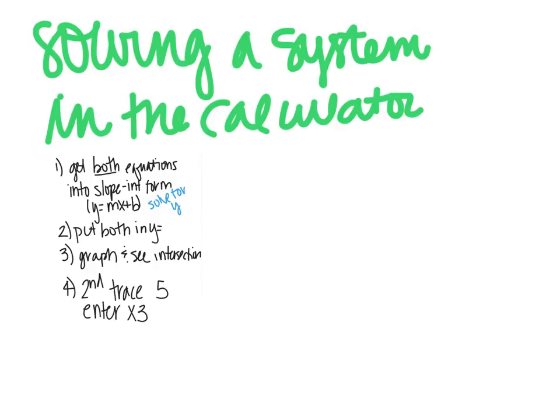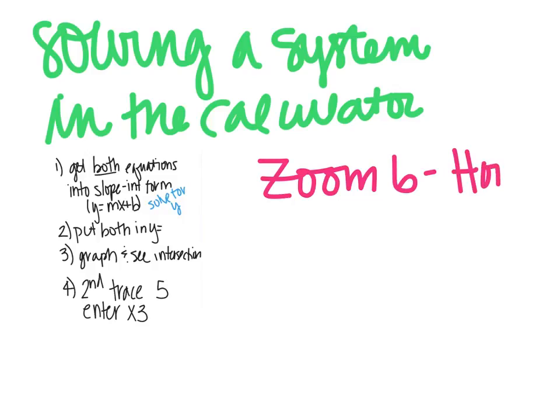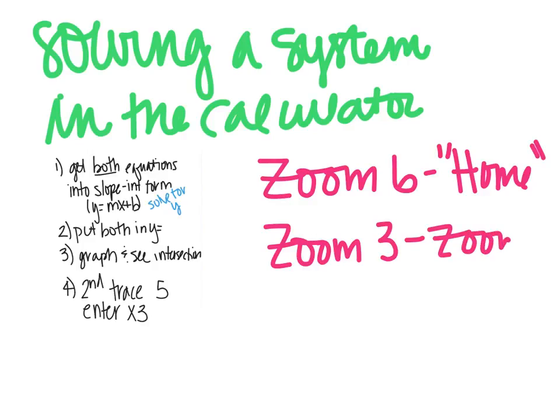So the first button that you need to know about is Zoom 6. What Zoom 6 does is it takes you back to your standard window. It's like your normal, what you're looking to see. We could call it our home, what we are used to seeing when we graph lines in the calculator. It takes you back to your home. The second button that you need to know is Zoom 3, which is going to zoom out. Because sometimes you have to zoom out in order to see your intersection, so you're going to have to hit Zoom 3 to make that happen.